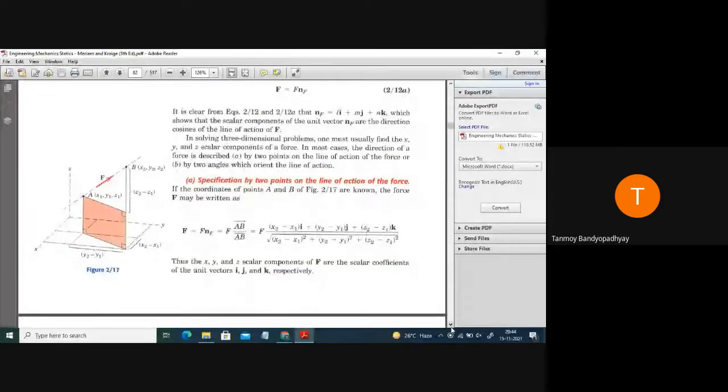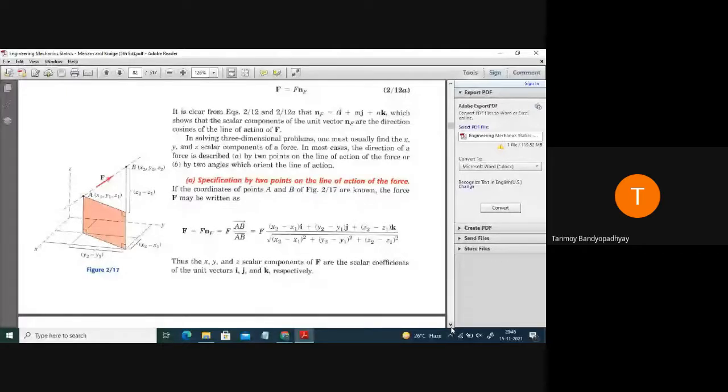So there may be many problems. In some problems, you might need to apply the concept of direction cosines, based on the problem type. Either the force is passing through 2 points, as in the 2D case. Here the force is passing through 2 points A and B, where A has coordinates x1, y1, z1, and B has coordinates x2, y2, z2. In this case, you have to determine that, just as we have solved in the 2D case.